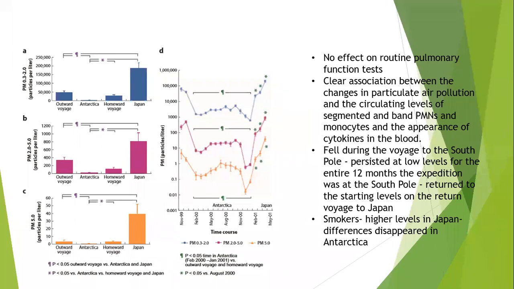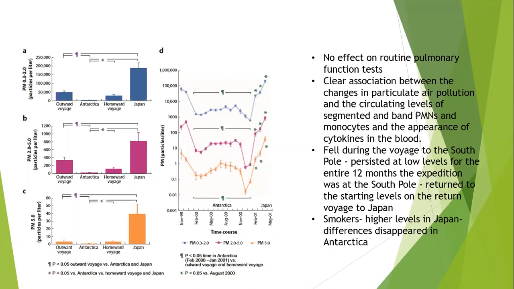Along with this, whoever was part of the expedition, they measured certain things for them. They did pulmonary function tests. They measured the circulating levels of segmented polymorphonuclear neutrophils, band neutrophils, monocytes, and cytokines. What they found was that as the particulate material in the air decreased as they went towards Antarctica, there was a decrease in the level of neutrophils, a decrease in the level of monocytes, and a decrease in the level of cytokines.